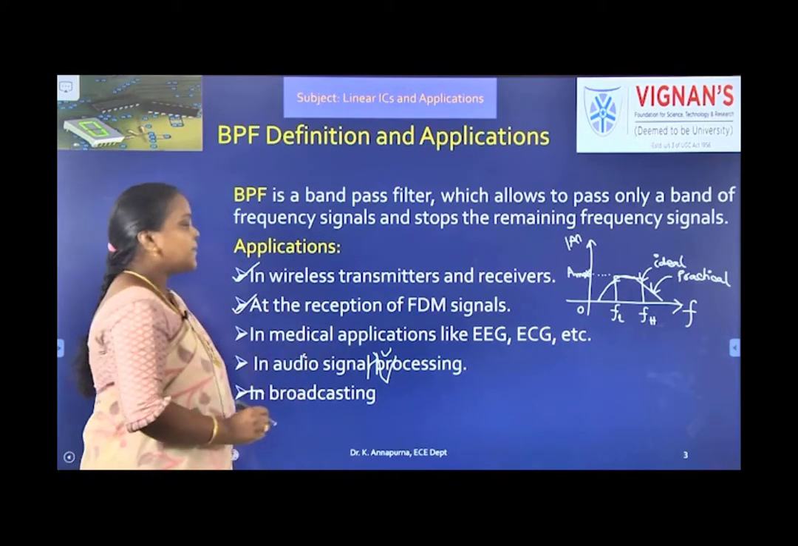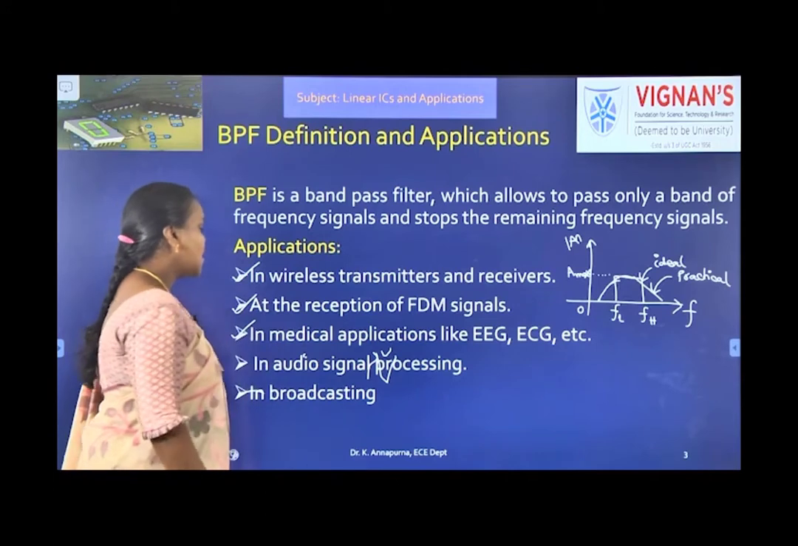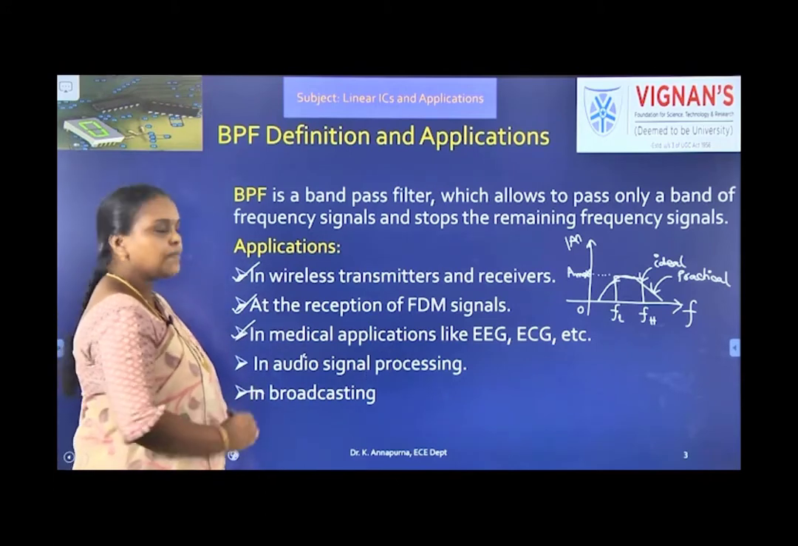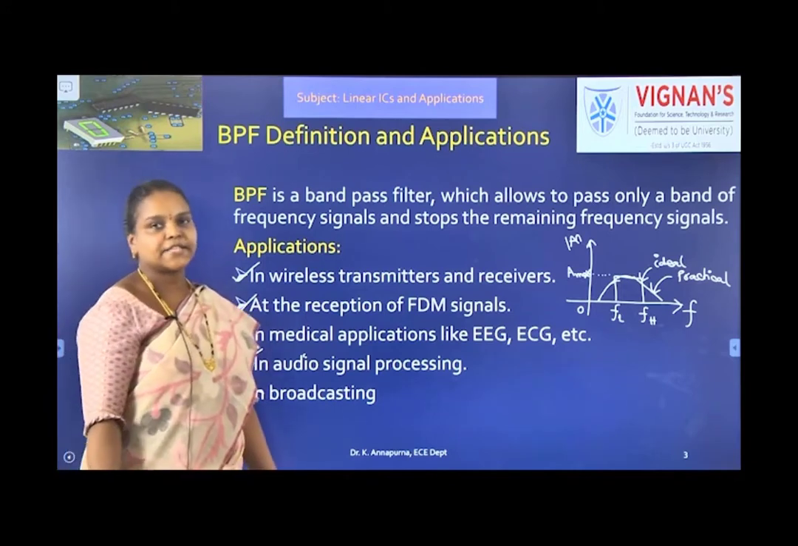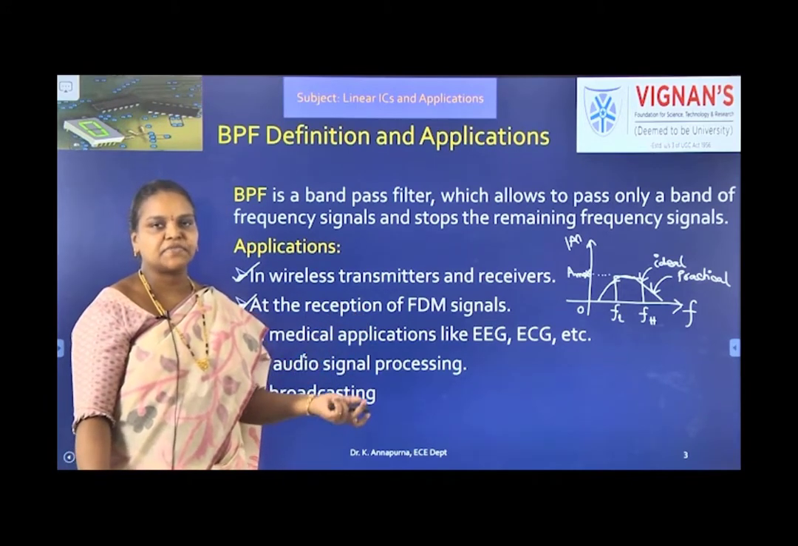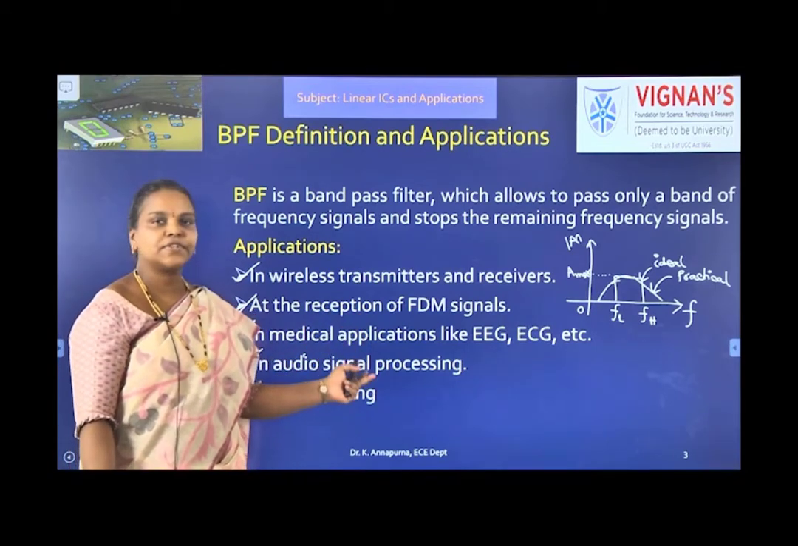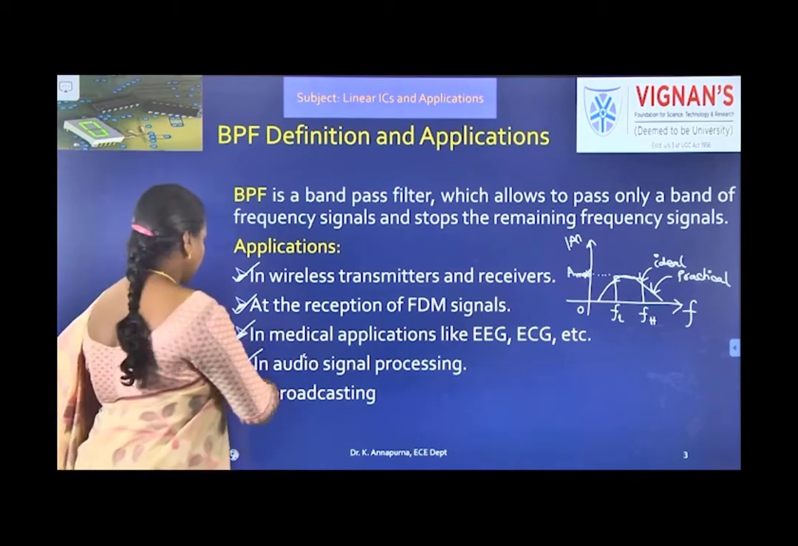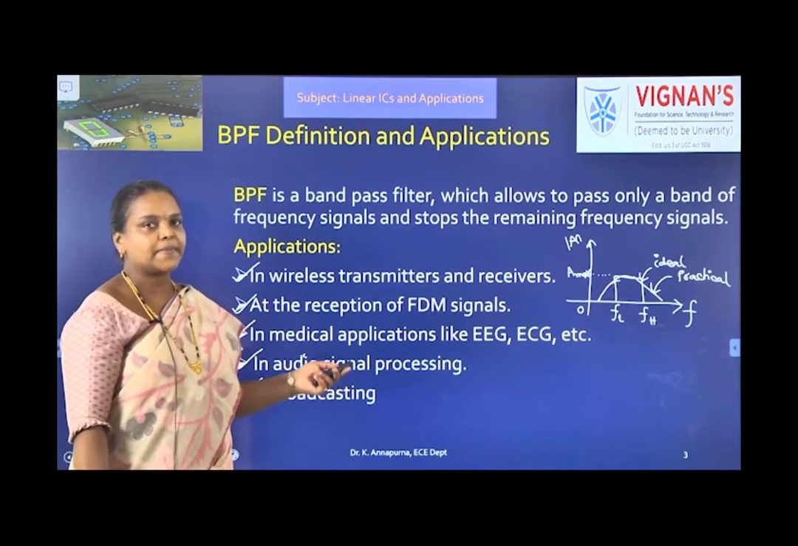And next, in medical applications like EEG, ECG, etc., and in audio signal processing, and in broadcasting. In broadcasting also, each channel will be allotted a different frequency. So, to get a particular frequency, we have to tune to that with the help of bandpass filters. These are some of the applications of bandpass filters.